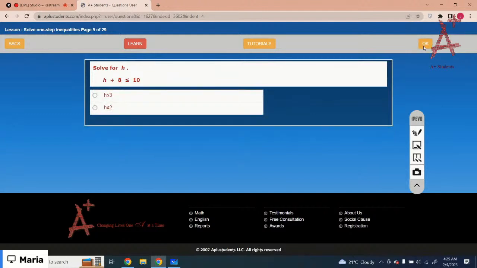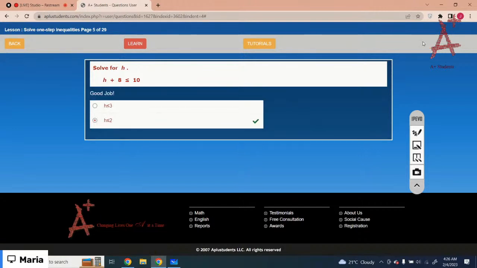Okay, the next one is solve for h. So you have to isolate the variable h. So you have to take away 8 from both sides. So it would be h plus 8 is less than or equal to 10. That means you have to take away 8 from both sides. So 10 minus 8 is 2. So h is less than or equal to 2. The correct option is h is less than or equal to 2. Just select the correct option and click on the OK button.